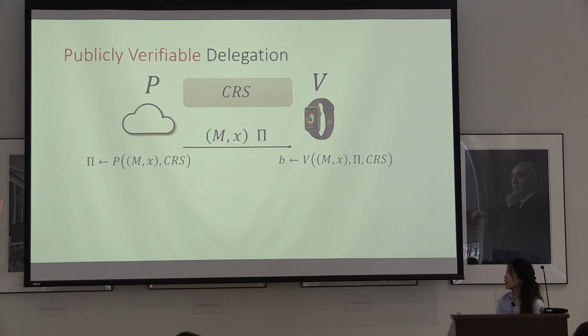So this motivates us to consider publicly verifiable delegation. And in this case, we have a CRS which is generated by a setup algorithm ahead of time and just fixed once and for all. We again will have the prover compute a proof using the CRS here. And then the verifier will verify using part of the CRS.